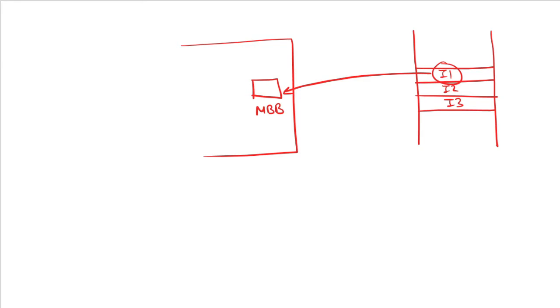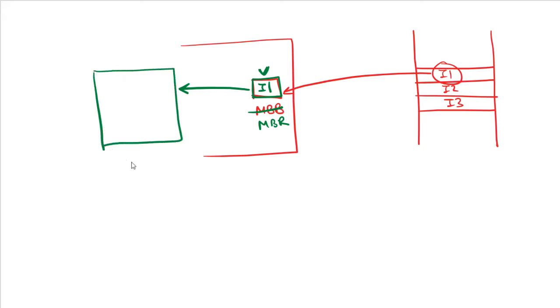That means instruction I1 will go to memory buffer register, right? I'm sorry, this is MBR, memory buffer register. Now once the instruction is fetched to memory buffer register, memory buffer register sends this instruction to control unit, because the further processing, understanding what this instruction means, this entire part will be done by control unit.